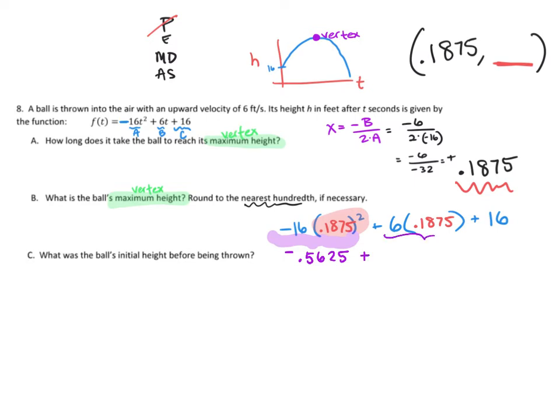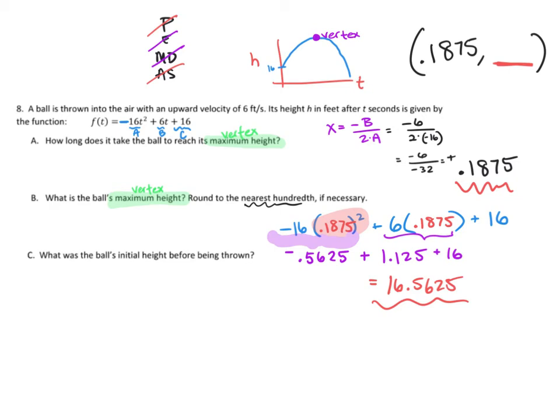Plus, and I'm going to go ahead and use my calculator to figure that out too. 6 times 0.1875 is 1.125. All right, so I did my exponent, I did my multiplying and dividing. Now my last step is the adding and subtracting. So let's add it all together. Negative 0.5625 plus 1.125 plus 16 equals 16.5625. Wow.